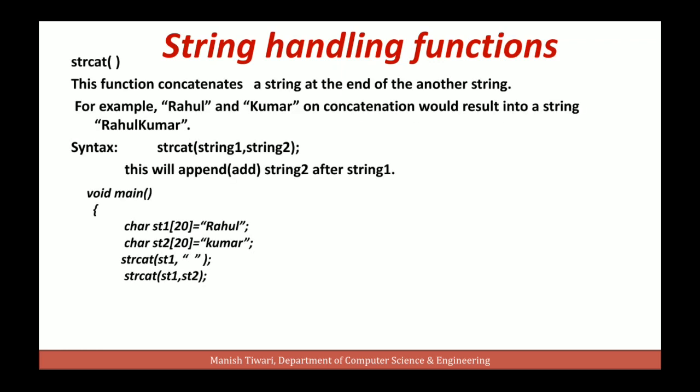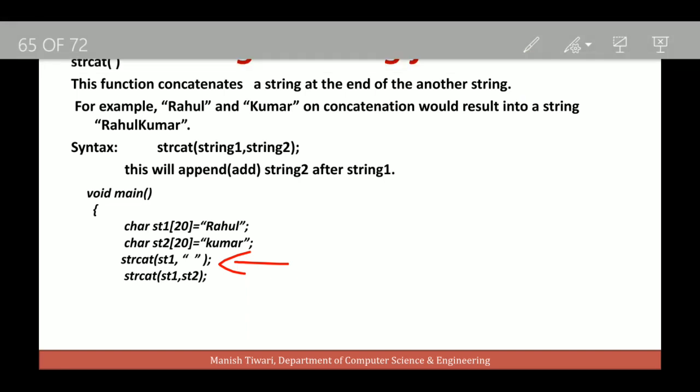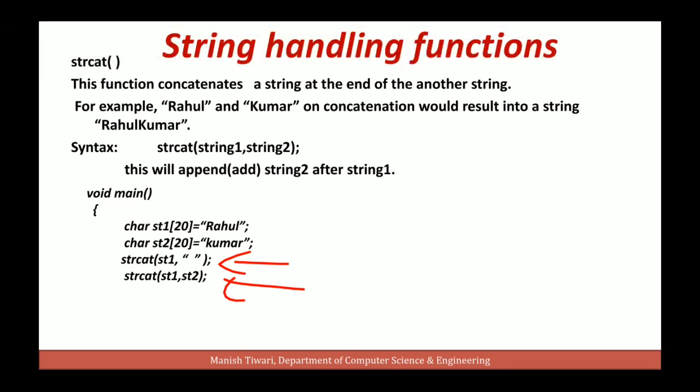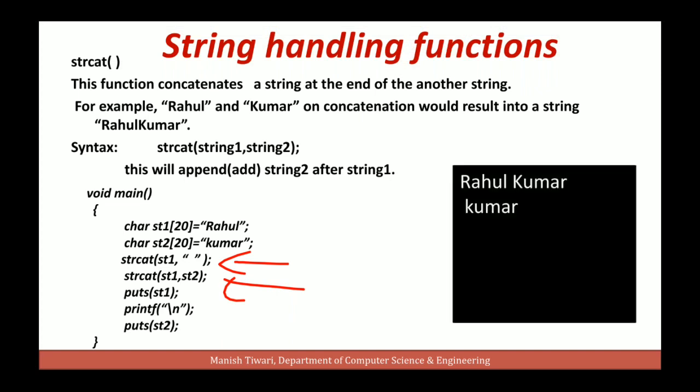So you see here, first I am concatenating string 1 with a space. So after calling this function, st1 would become Rahul followed by a space. Then we are concatenating st1 with st2. So the resultant output would be Rahul space Kumar, like this. So this will be the output of this puts st1 actually, and the value of st2 will remain unchanged. So this way we can use this strcat function.